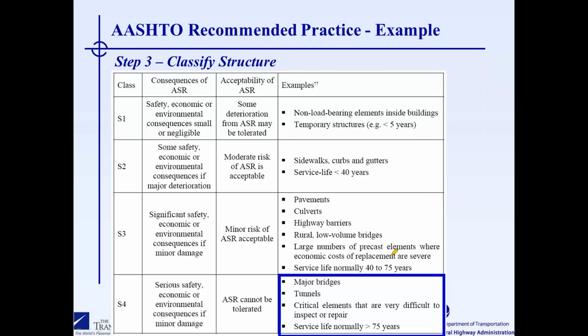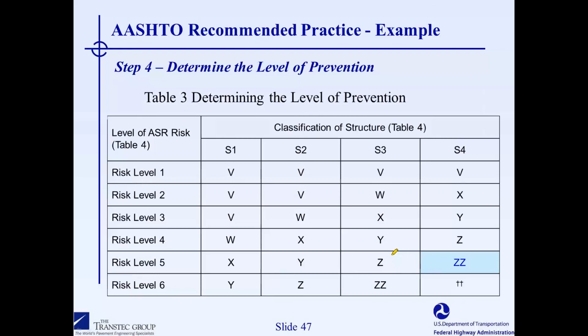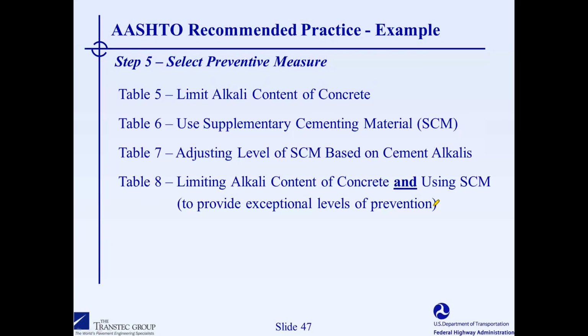As we're on an interstate bridge, we're going to assume that this is an S4 category. It's a major structure. We really don't want to see any ASR. The consequences of ASR, of course, are we'll get cracking of the bridge deck, freezing and thawing will actually take over, and obviously chlorides can get down to our steels. So we really don't want to see any cracking at all during the life of the structure. So we're in S4, we're risk level 5, and of course these two meet at prevention level double Z.